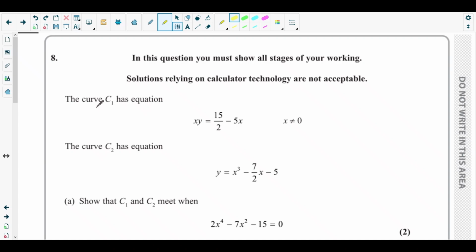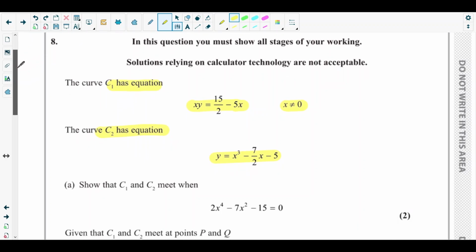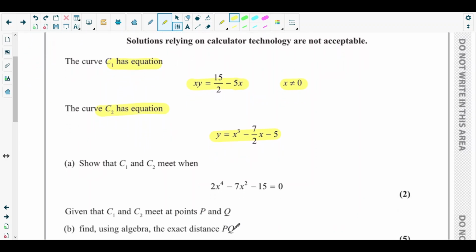Okay. The curve C1 has equation xy equals 15 over 2 minus 5x, where x not equals 0. The curve C2 has equation y equals x cubed minus 7 over 2x minus 5. So two curves C1 and C2, their equations are given. Fine. So part A is asking to show that C1 and C2 meet when 2x to the power 4 minus 7x squared minus 15 equals 0.